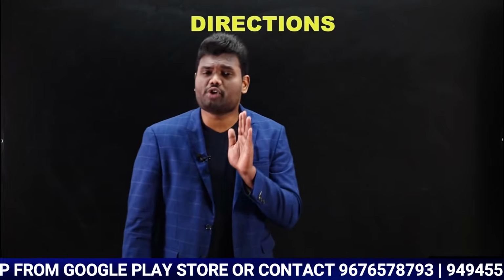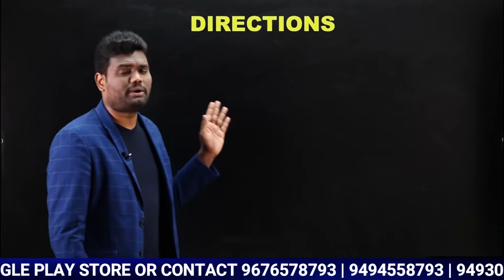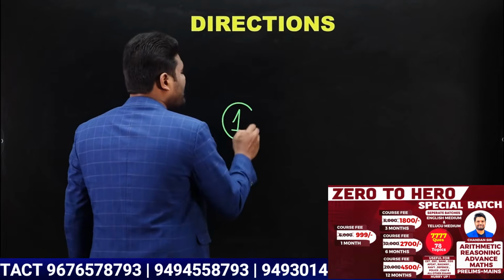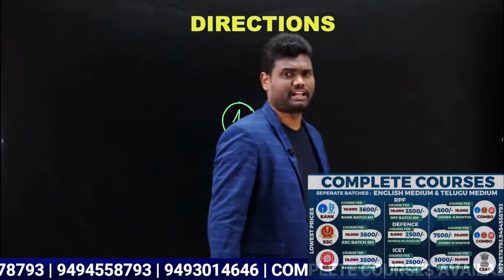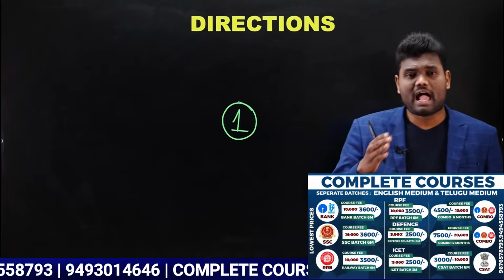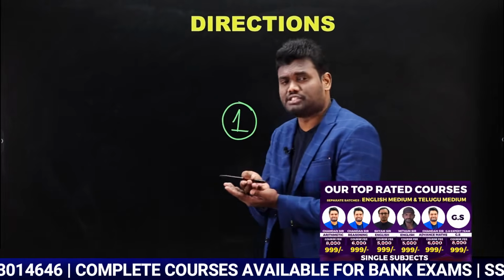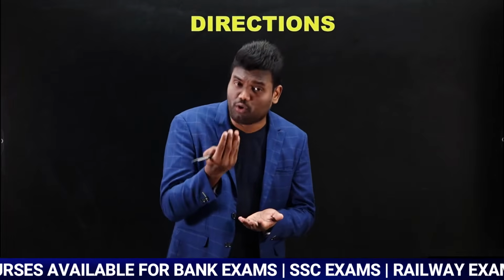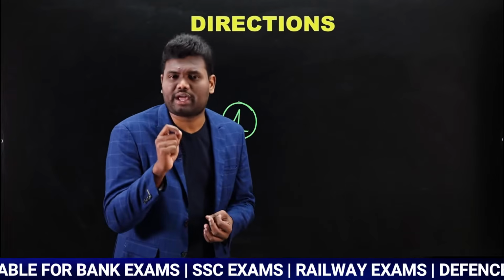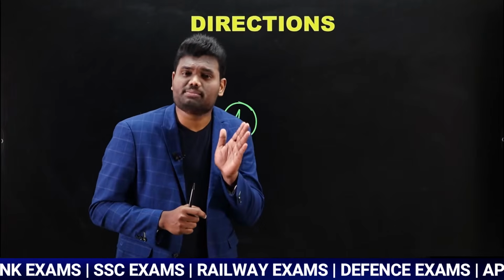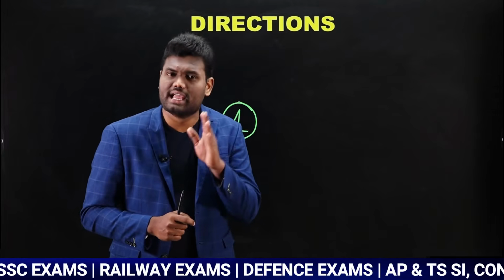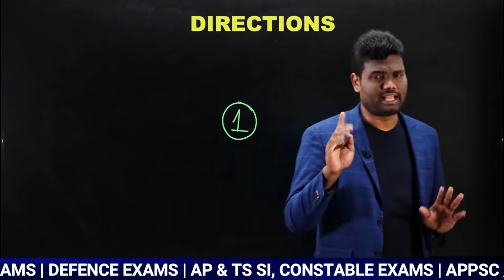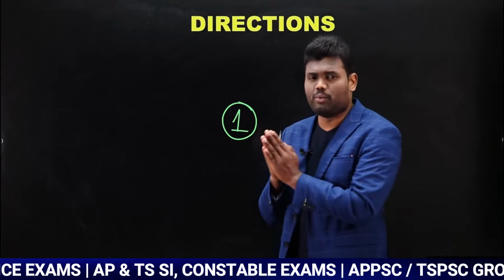Is it clear? Now, how many marks can you expect from directions? Minimum, you can expect at least one question from the topic directions. In some examinations 2 questions will come, in some examinations 3 questions, in some examinations 4 questions also will come. So the minimum you can expect is 1 question and the maximum you can expect is 3 to 4 questions, depending upon the examination. But minimum you are going to get 1 question. Is that clear? Very important and very simple.